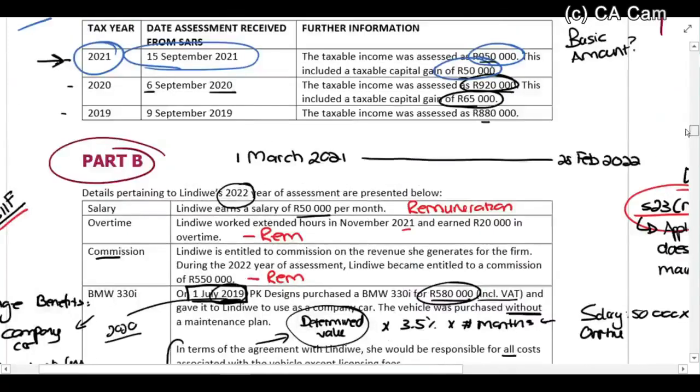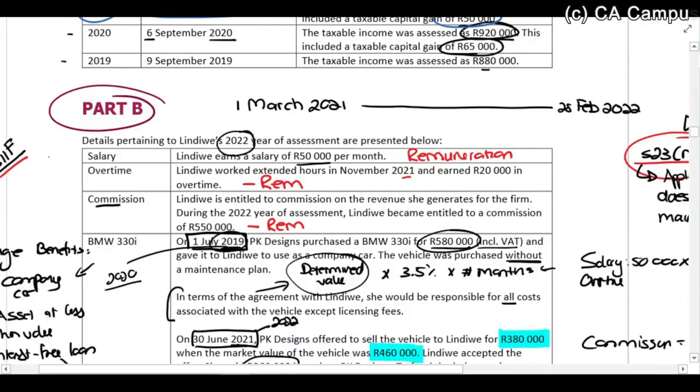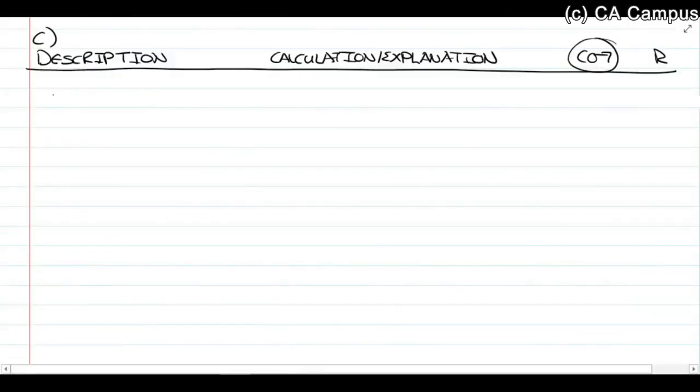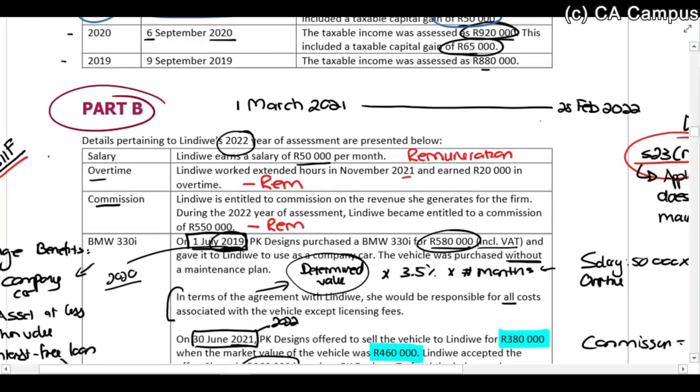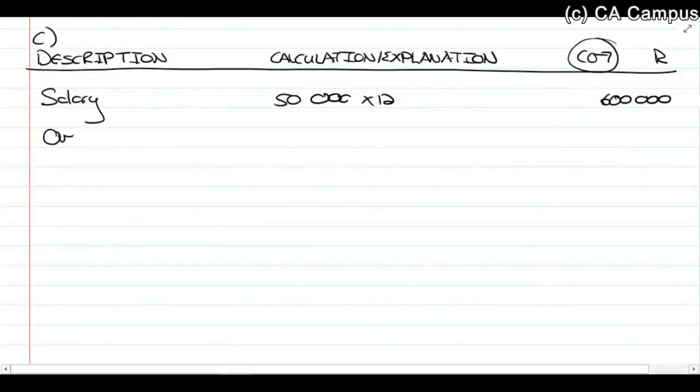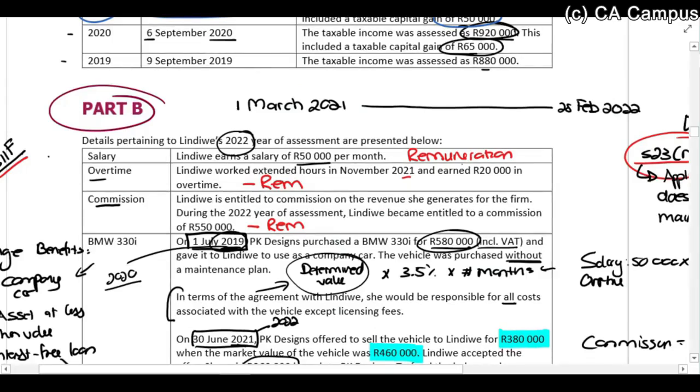Okay, so let's go to the top of the question. So we start with our salary, 50,000 rands per month. Show your calculation nice and clear. Okay, then we've got overtime, 20,000 rands. These are all easy marks to score usually. There's always some of them in the question.